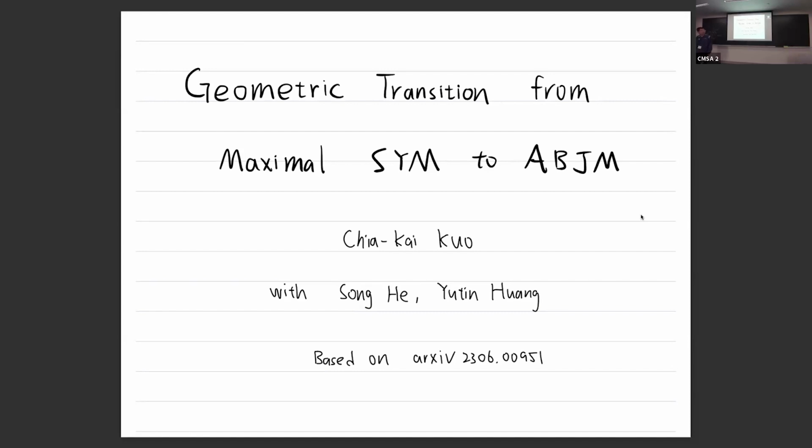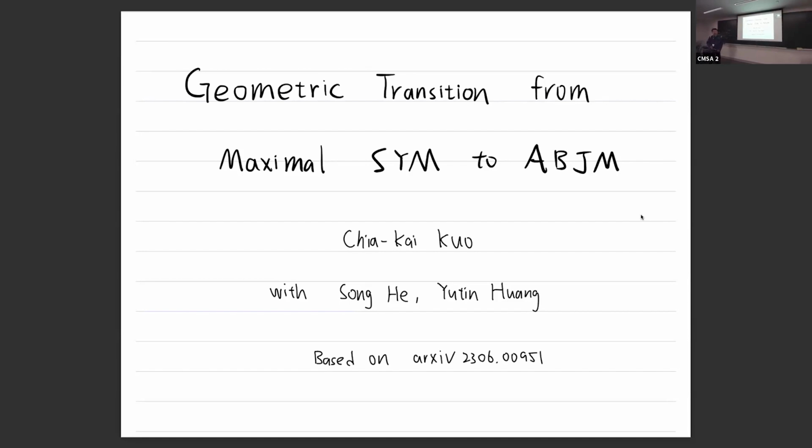Today I will talk about ABJM Amplituhedra, which is a very beautiful, rich and new geometric object. We introduced it this year. More importantly, this geometric object comes simply from a very small modification of the original amplituhedron, and we can transition our geometric model from maximal super-Yang-Mills to ABJM.